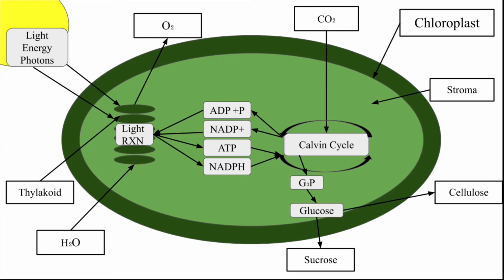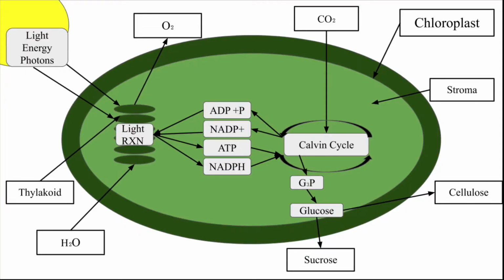The Calvin cycle creates G3P, which turns into glucose, and glucose will turn into sucrose and cellulose. Sucrose is what we ingest through fruit. The Calvin cycle needs CO2, so carbon dioxide, to happen.